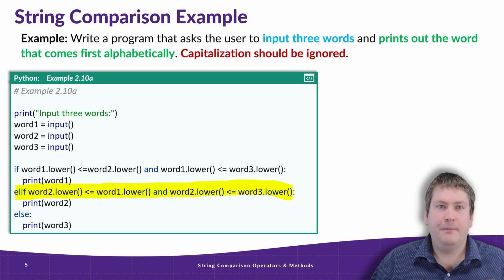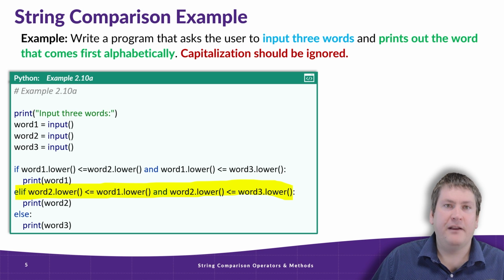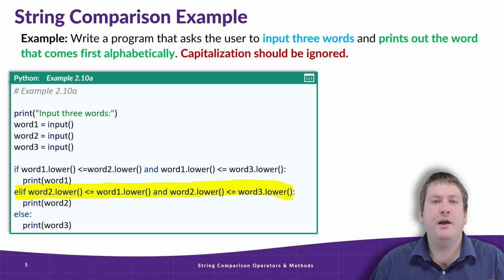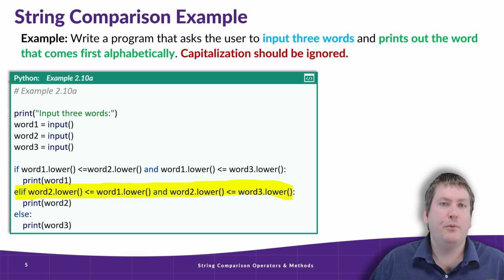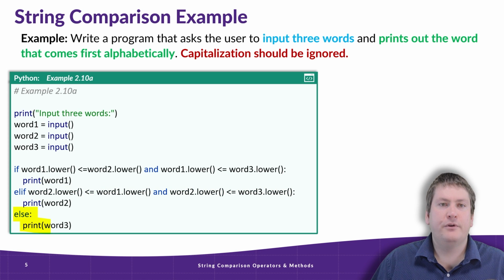Next is the else if statement. And this is only going to be run if word1 is not the lowest, because we already evaluated that. So the else if is only going to be run if the first condition was false. In this case, we're doing the exact same thing, but with word2. We're checking if word2 is less than word1, as well as if word2 is less than word3. If it's less than both, that means it's the lowest, and we're going to print it out. Otherwise, if both of those are false, word1 isn't the lowest, word2 isn't the lowest, then by process of elimination, the lowest word has to be word3. And we print that out.